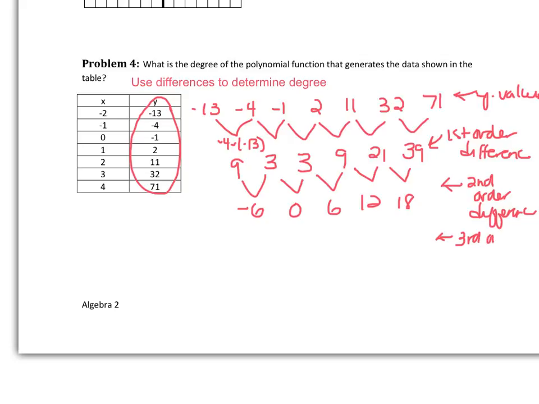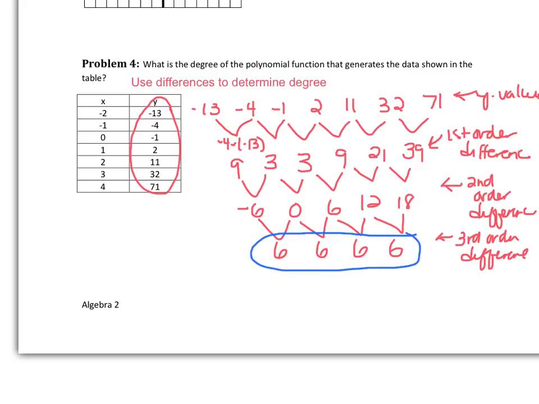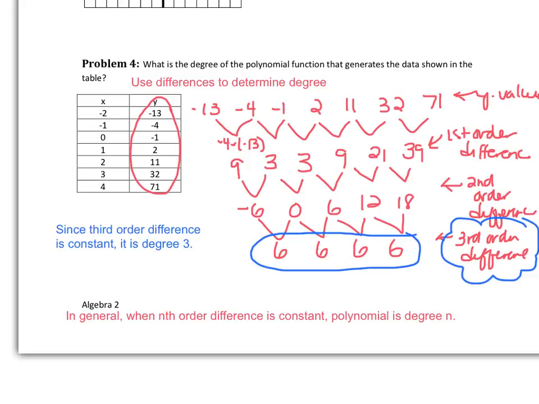So now I go to the third order difference. When I do that, you're going to get 0 minus a negative 6, which is 6, then 6, 6, 6, 6. Since this is our constant value all the way across, we have a third order difference that's constant. So since the third order difference is constant, we know it's degree 3. If the second order difference was the constant, I'd have a degree 2. So what is the degree? It's degree 3.